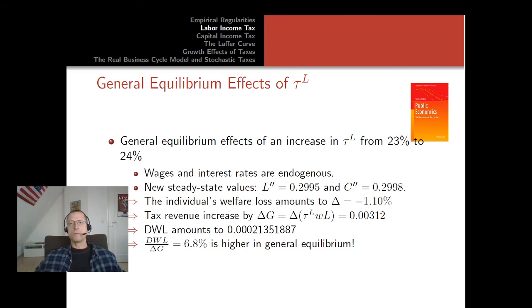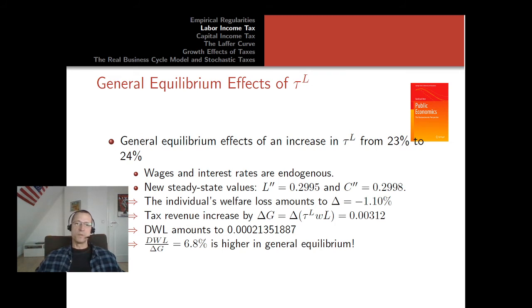Now let's look at the general equilibrium effects of an increase in tau L from 23% to 24%. Now wages and interest rates are endogenous, so when tau L increases, we will find that our labor supply declines from 0.30 to 0.2995. And as a consequence, we have lower income, we have lower savings, and therefore the equilibrium capital stock, the steady state capital stock, is also lower, and so will be wages. Consumption falls to 0.2998, which implies an individual's welfare loss equivalent to a consumption equivalent change delta of 1.10%.